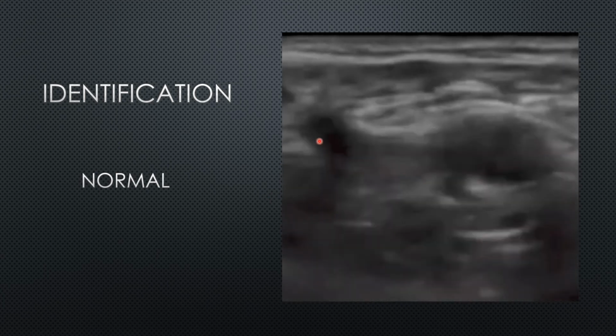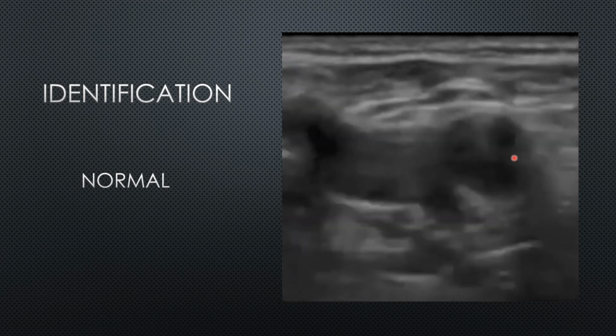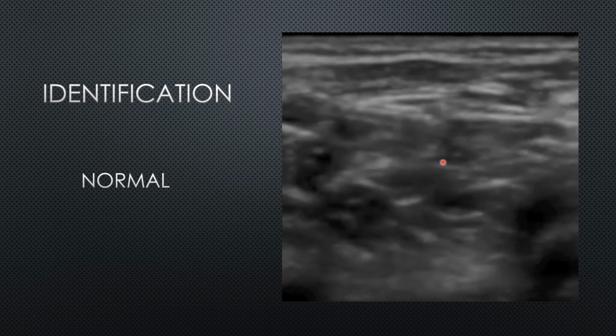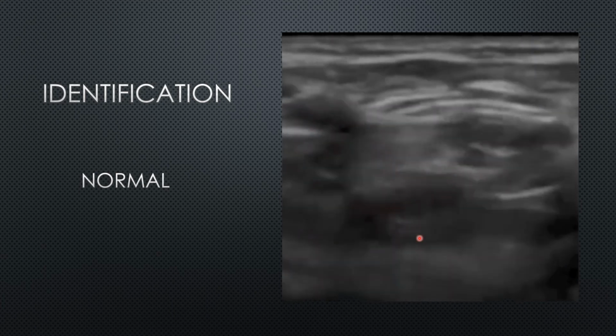Here's the saphenous vein, and here's the femoral artery. And you can see that we're pressing so hard with the probe, we're even compressing the artery there. So we know there's definitely nothing within that vein.